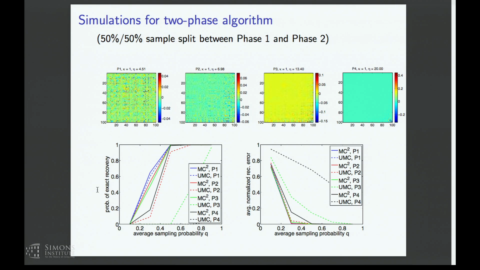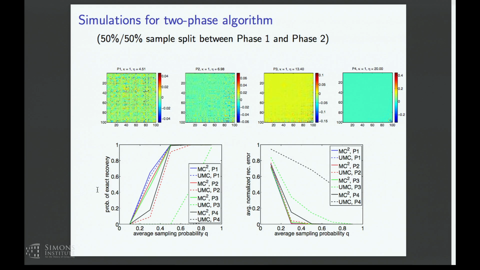And here I'm plotting the probability of exact recovery, the phase transitions for uniform sampling versus the two-phase sampling. And if you can't see, the results are just what you would expect: as we get more and more coherent, the two-phase sampling diverges from the uniform sampling and can do much, much better, completing matrices using fewer samples.